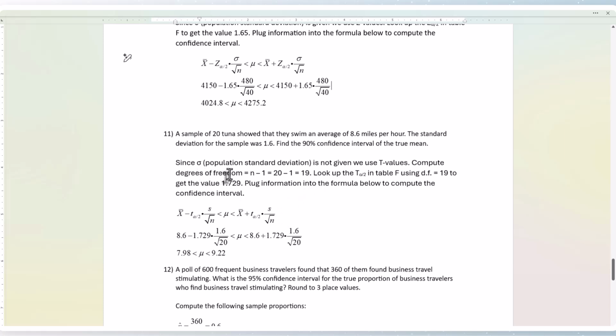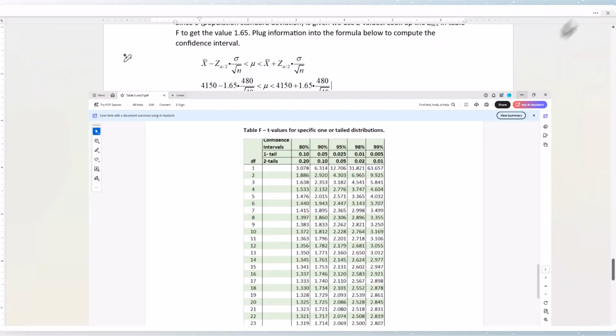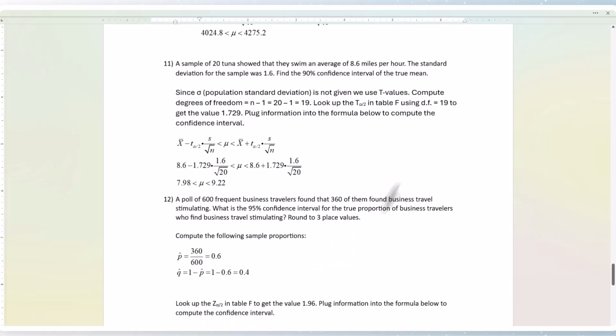So we need to compute degrees of freedom, n minus 1. Sample size is 20, so 20 minus 1 is 19. And we look up the t-value in our table. So in the table, we're looking for 90%. We go down to 19. The value is 1.729. And then we can plug that information into the calculator to get an answer for the left endpoint of 7.98. Right answer, 9.22.